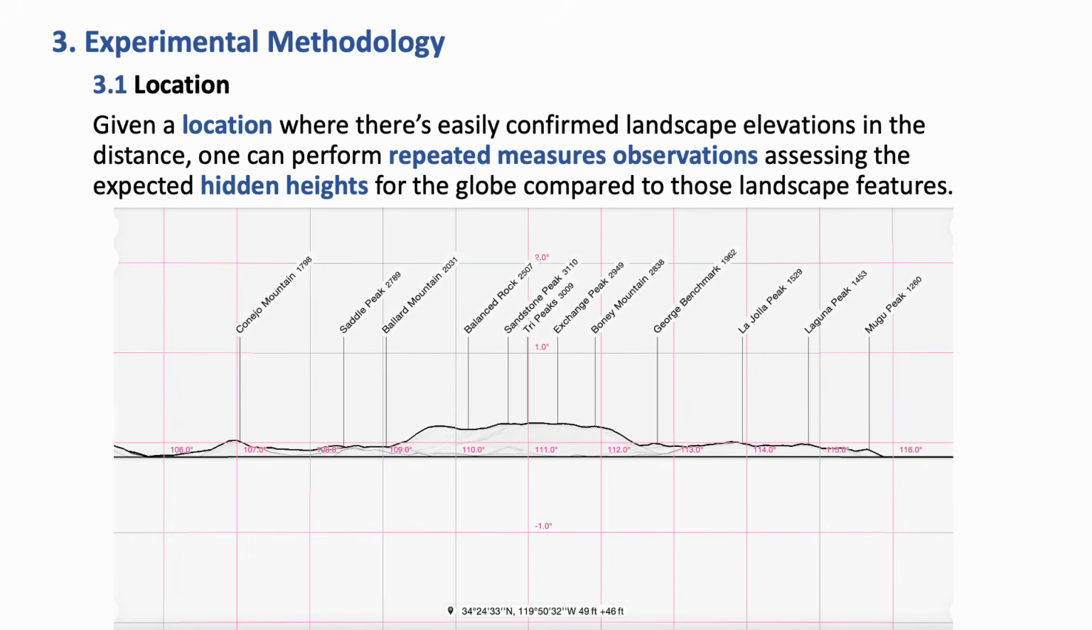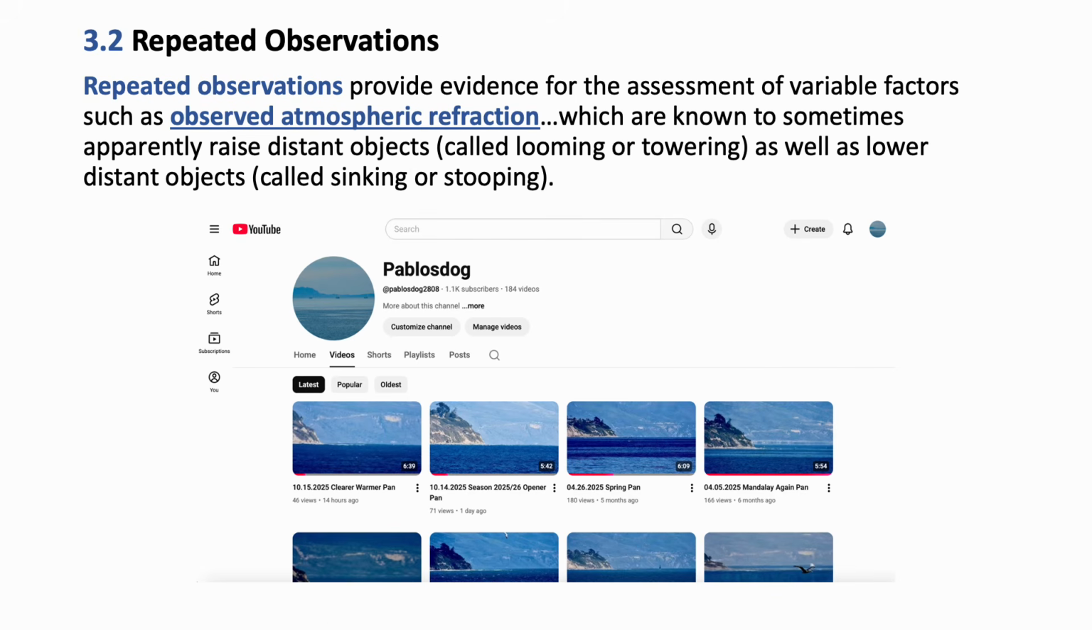The experimental methodology. First, find a good location and conduct repeated observations from that location. Repeated observations provide evidence for the assessment of factors such as atmospheric refraction, which is highly variable. It's known to sometimes raise and sometimes lower distant objects.